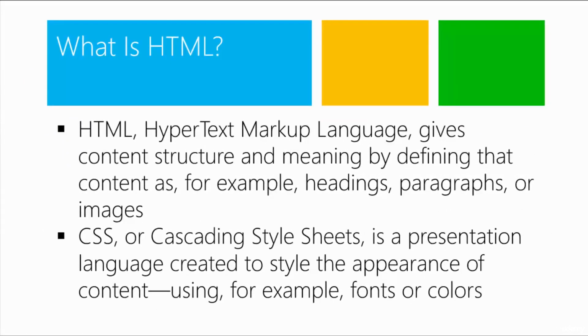So what is HTML? It's hypertext markup language. It gives content structure and meaning by defining that content as, for example, headings, paragraphs, or images. CSS, or cascading style sheets, on the other hand, is a presentation language created to style the appearance of content. For example, fonts or colors. So there's a distinct difference between HTML and CSS.